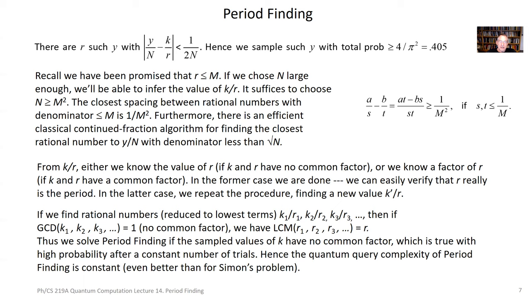So what do I do? I do the whole thing again. And with that 40.5% success probability, I'll get another value of y over n, which is very close to some integer over r. Very close meaning at least as close as 1 over 2n. And so good, I get another chance. And maybe this second time I get k2 over r2. Maybe the numerator and denominator had no common factor, and I've learned r this time. But even if not, I still have a chance.